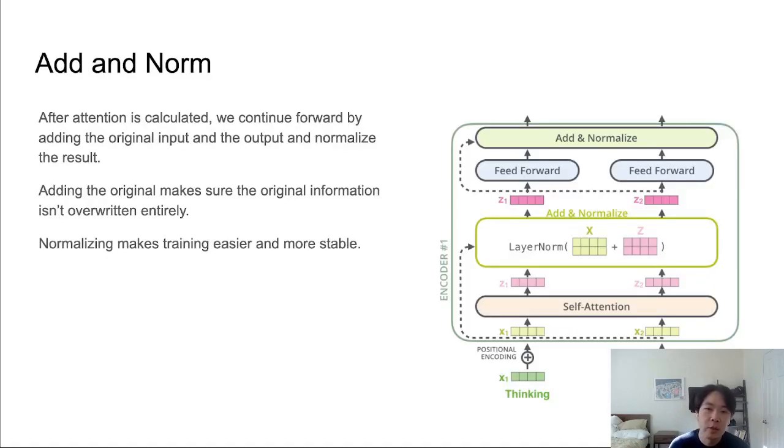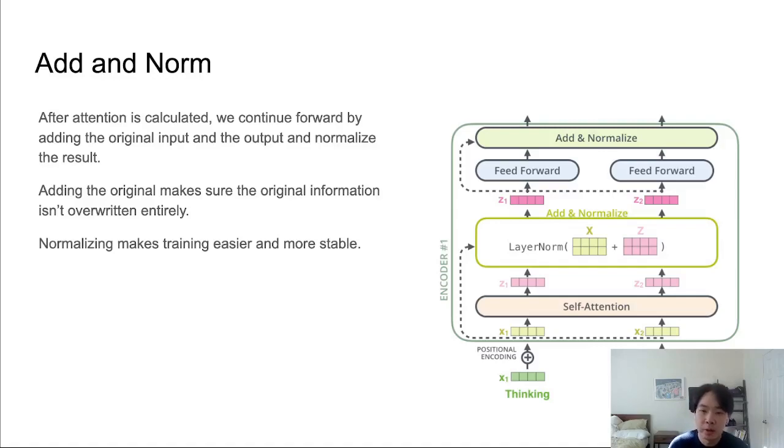After our attention layer, we have our add and norm layers. We continue forward by adding the original input in with our output and then normalizing the result. So adding the original input makes sure that the original input isn't entirely overwritten.